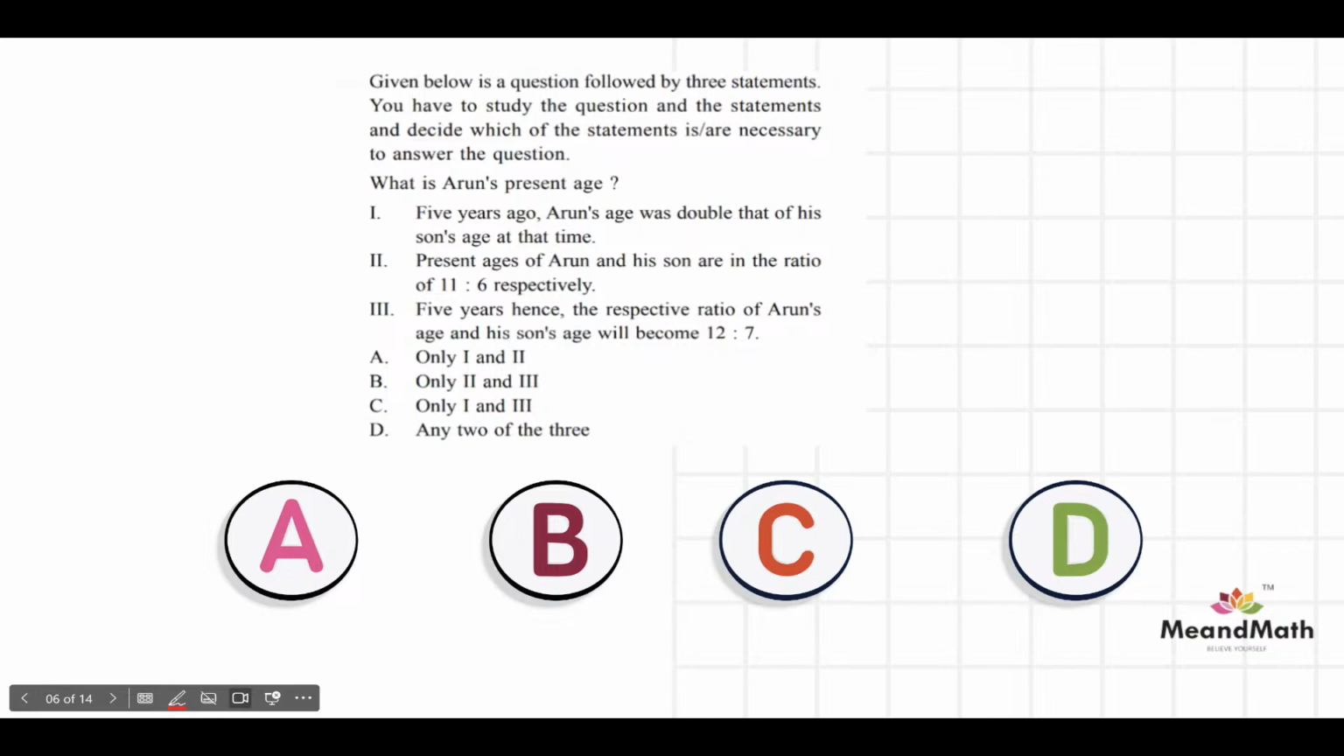Given below is a question followed by three statements, I, II and III. You have to study the question and the statements and decide which of the statements are necessary to answer the question. Otherwise we wouldn't be able to answer the question. So we have to find out Arun's age. 5 years ago, Arun's age was double that of his son's age at that time.